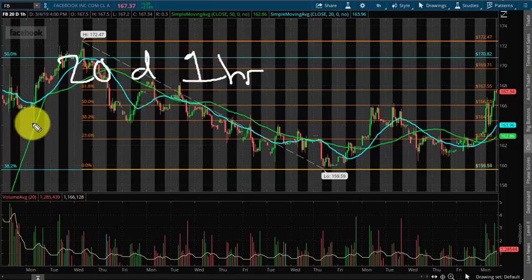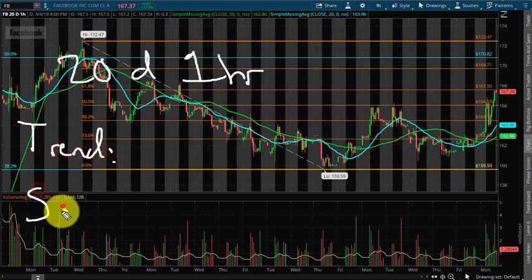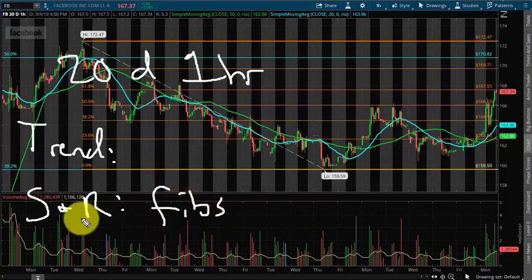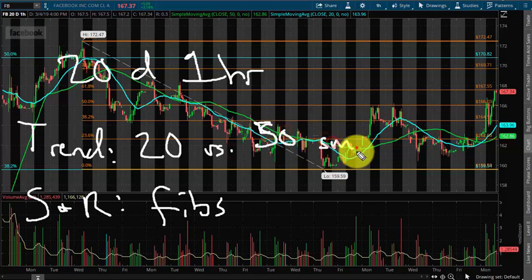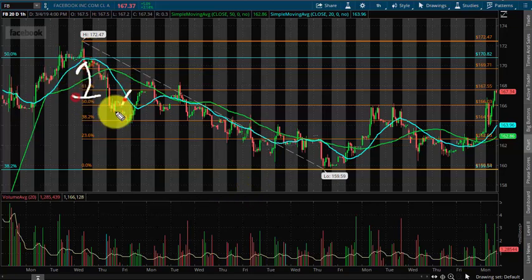And then on top of that, what we're doing is just basic trend analysis, and support and resistance. In this case, for the hourly time frame, I'm using fibs for my key levels, and then I'm using the 20 and 50 SMA for trend analysis.